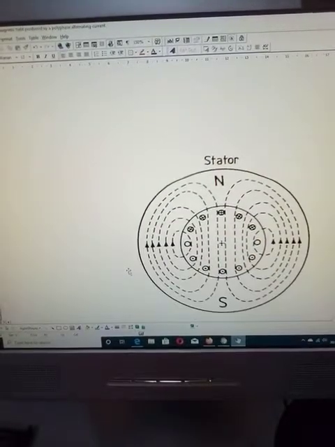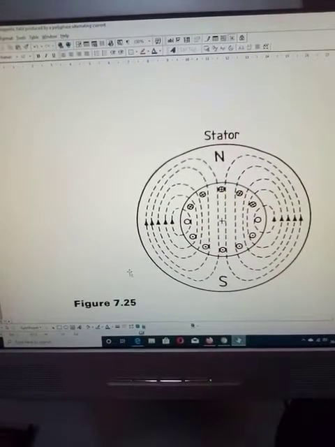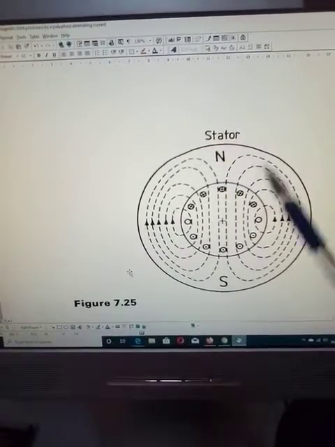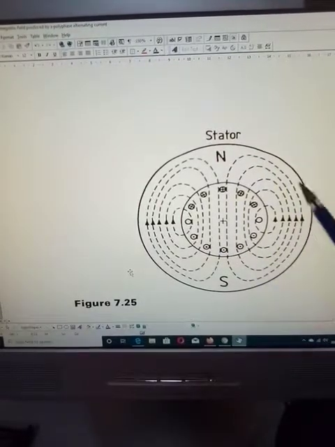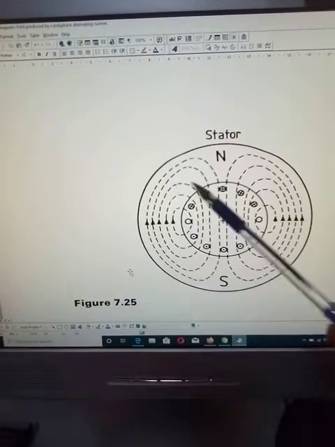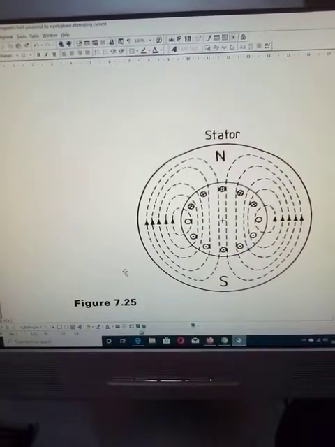Now here we are just showing you the electromagnetic field within that stator. And you can see here, this side is going clockwise, that side is going anti-clockwise. So you have current coming and going from you.